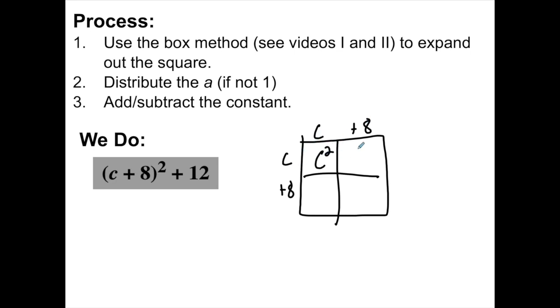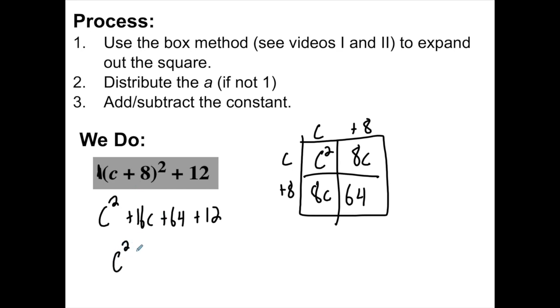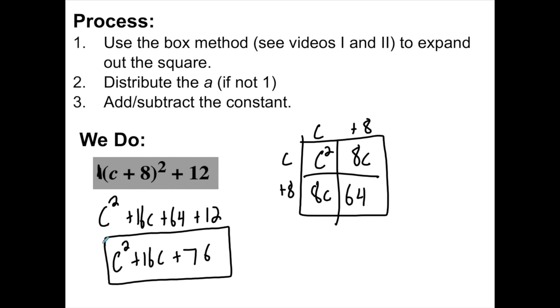So then I fill it in. C squared, 8c, 8c, 64. So I get c squared plus 16c plus 64 plus 12. I'm done here because a is 1. And then what do I do last? I combine. So c squared plus 16c plus 76. Okay, so please make sure you understand what I did there. Rewind if needed. And then in a moment, I will go ahead and move on to the next problem.